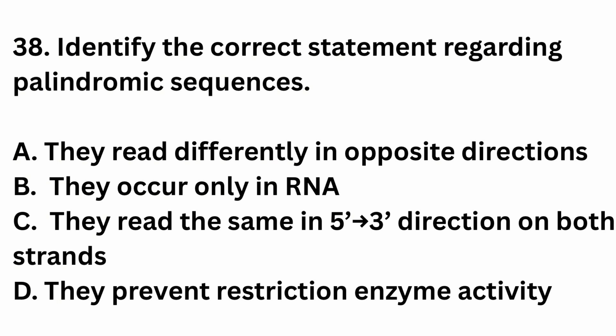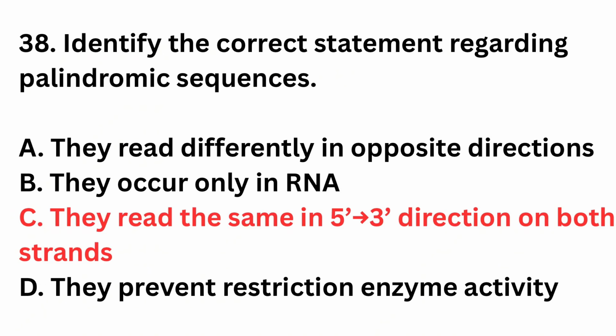Question number 38. Identify the correct statement regarding palindromic sequences. They read differently in opposite directions. They occur only in RNA. They read the same in 5' to 3' direction on both strands. They prevent restriction enzyme activity. The right answer is option C. Palindromic sequences read identically in 5' to 3' direction in both the strands, allowing restriction enzymes to recognize them.